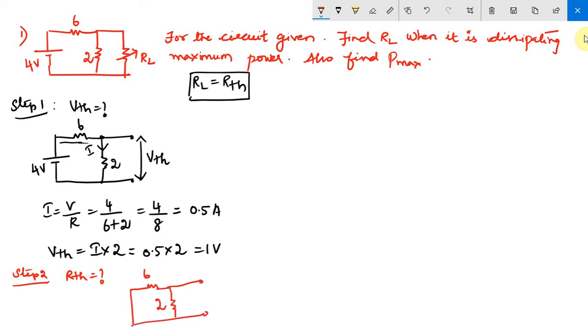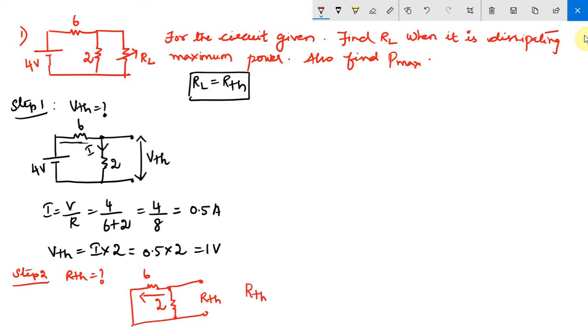Now we need to find the resistance across this open circuited path. What about your 6 and 2 ohm, whether they are in series or parallel? They are said to be parallel because the current flowing through your 6 ohm and 2 ohm are different. In other words, the nodes across which your 2 ohm and 6 ohm are connected are the same. So 6 and 2 are said to be parallel.